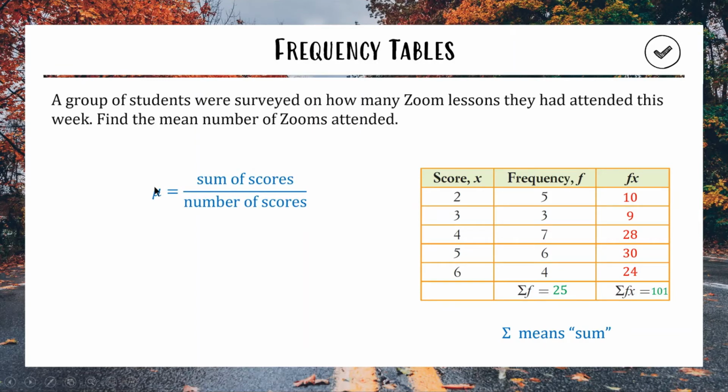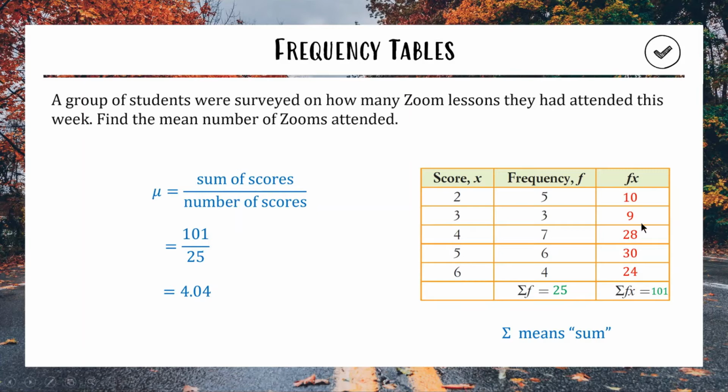So to find our mean, a symbol that we can use for mean is another Greek symbol. It's called mu. Mu represents the mean of the sample, which is what we have here. So we're going to do the sum of the scores divided by the number of scores. So we're going to do 101 divided by 25. So our mean is 4.04.